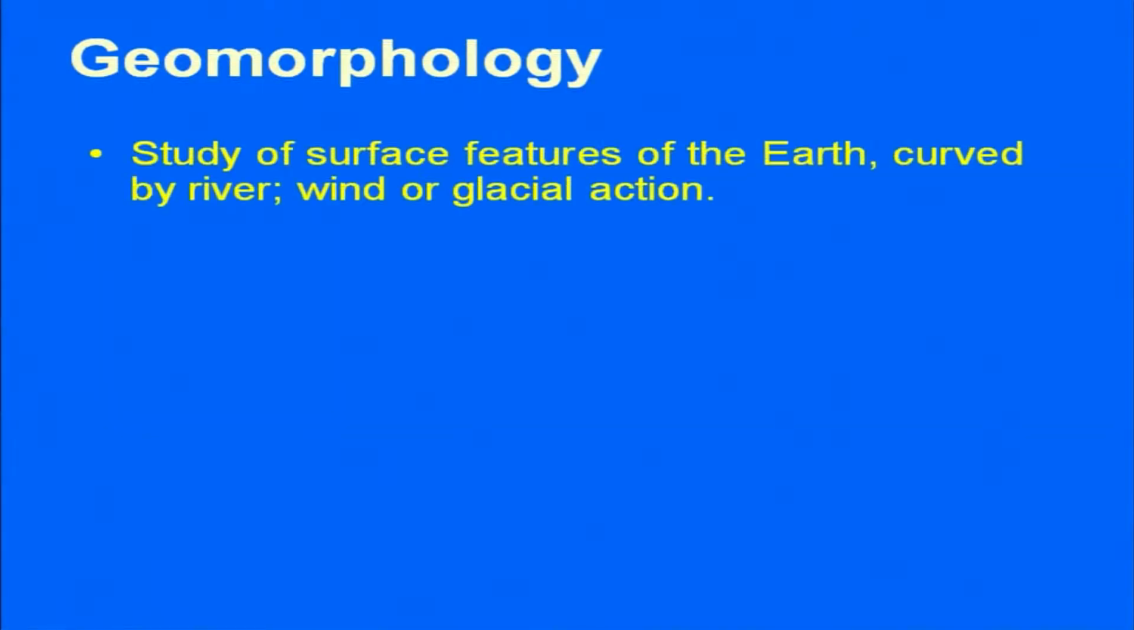So geomorphology basically is the study of features or the surface morphology of the earth carved by three major agents. One is river, or you can say water, wind, or glacier, that is ice. Because of the action of river, wind, and glacier, most of the landscape of the earth, or the features on the earth, are carved or sculptured by these three agents.